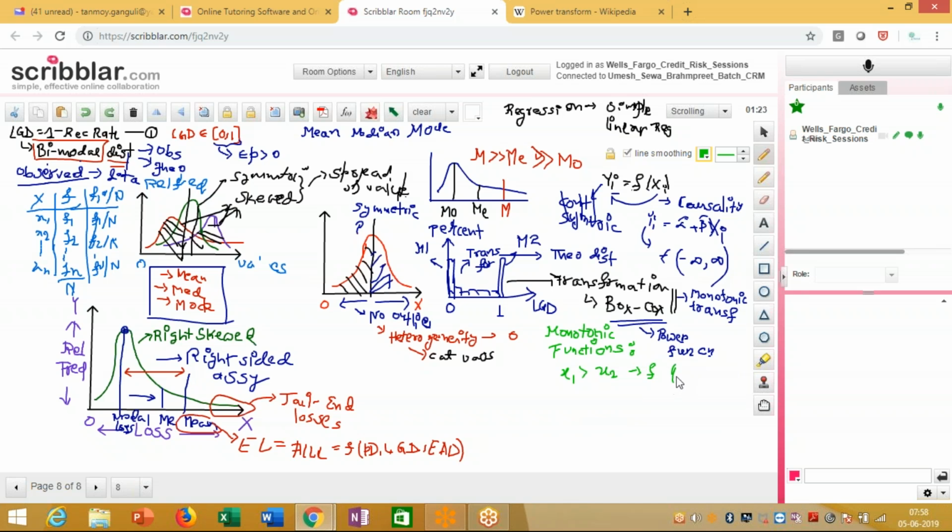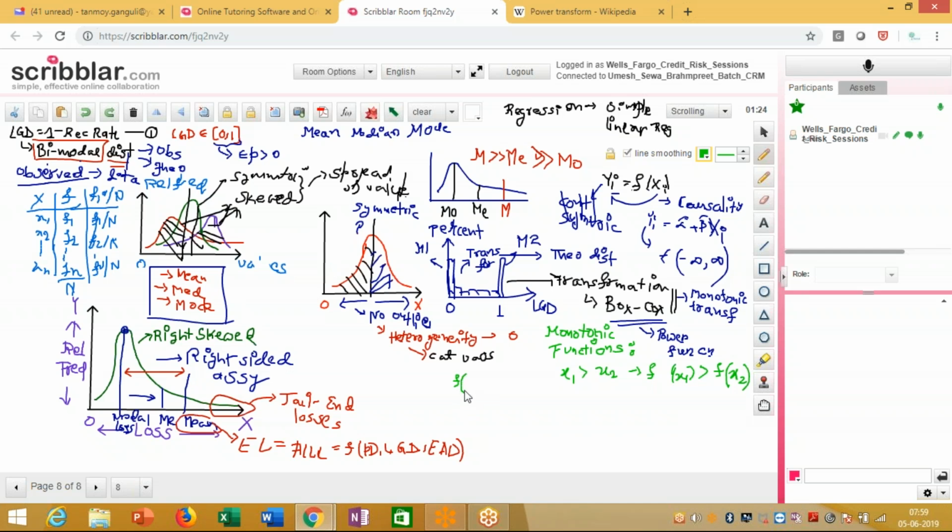the function of x1 is greater than the function of x2. And this should hold over all the values of x. Let's say x1 is greater than x2, x2 greater than x3, x3 greater than x4. Then the function of x1 should be greater than function of x2, which is greater than function of x3, and so on.